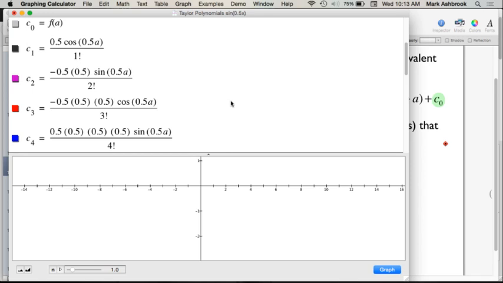I'm sorry, I don't understand your question. One more time? Are we not multiplying C3 by 1 by 2 because 1 by 2 factorial comes from C2? Well, it goes back to what we did on the previous slide.